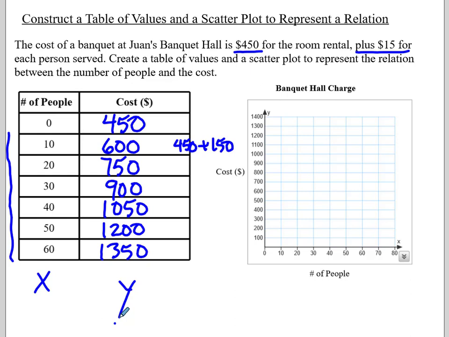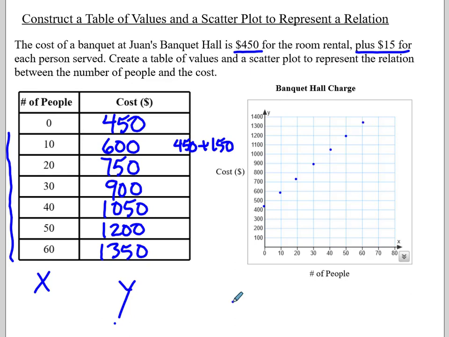So I would take 0, 450 and I would look at my x is 0, and I would go up to 450 and I would put a dot. Then I would go to 10, 600 and put a dot. 20, 750, put a dot. 30, 900, put a dot. You're getting the idea. 40, 1050, put a dot. 50, 1200, put a dot, and 60, 1350.